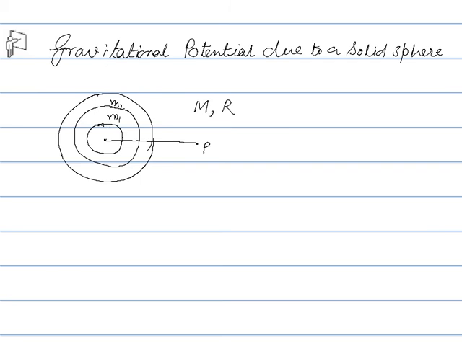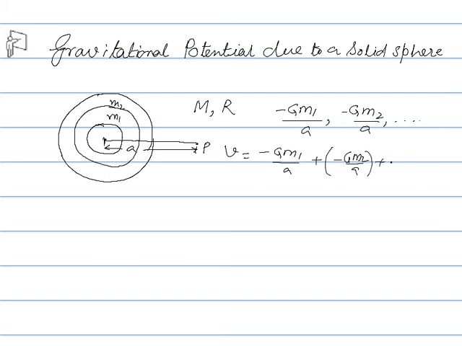the potential because of this shell M1 will be equal to minus G M1 by the distance of this point from the center of the shell, that is, this distance is A. Because of this concentric shell of mass M2, this will be minus G M2 by A. Likewise, potential being a scalar quantity, the total potential will be equal to the sum of all these potentials: minus G M1 by A plus minus G M2 by A, and so on.